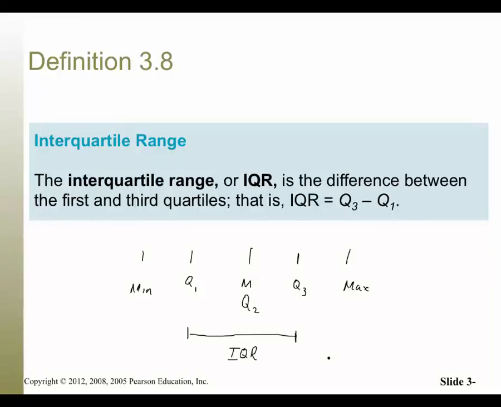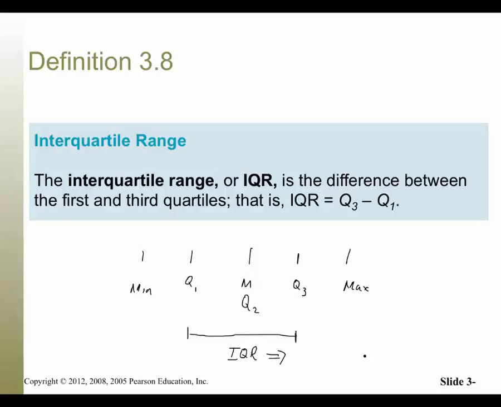What percent of the data lies in the interquartile range? What percent of the data lies in the interquartile range? 68%. Agree with that? Let's do it again. What does the median mean? What percent of the data lies to the right? And what percent of the data lies to the left?